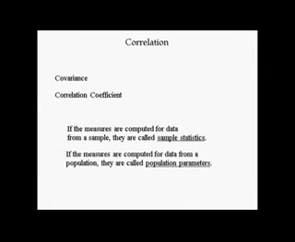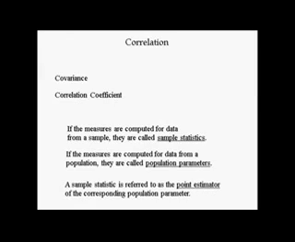If these measures are computed using data from the population, they are called population parameters. The procedure used to compute a sample statistic is referred to as the point estimator of the corresponding population parameter. When numbers are substituted into the procedure, the resulting number is a point estimate of the population parameter.